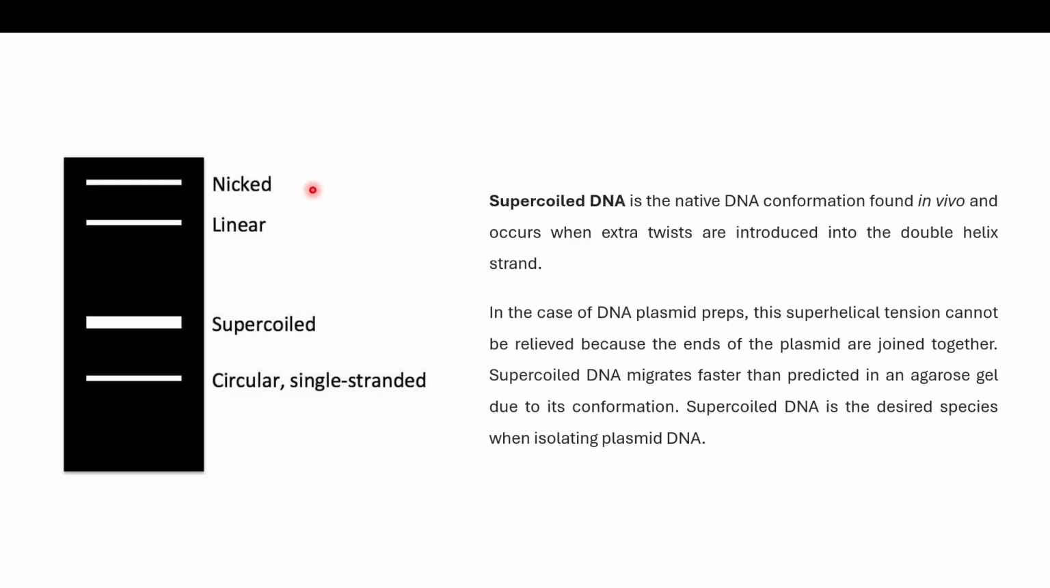Usually, after plasmid isolation, we run agarose gels, which are cross-linked polymers, and they show different forms of plasmid DNA. It can be nicked, it can be linear, or it can be supercoiled, which travels the fastest. Supercoiled DNA is the native DNA conformation found in vivo and occurs when extra twists are introduced into the double helical strand.